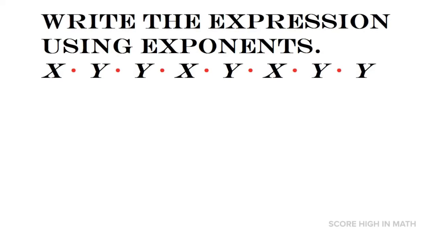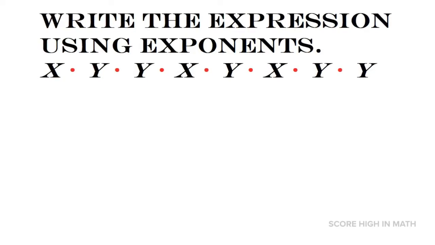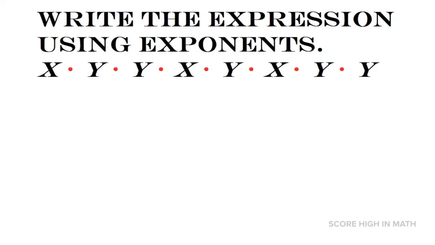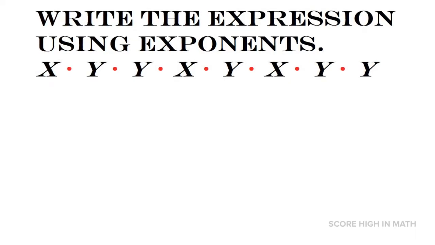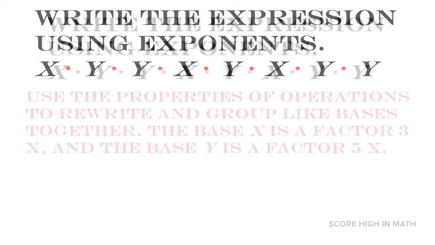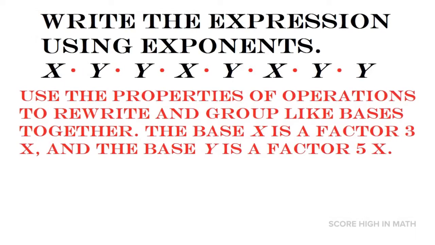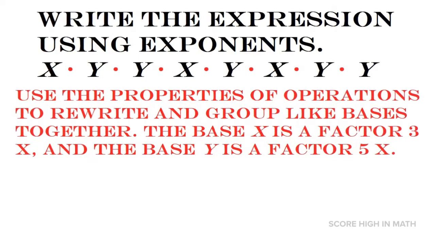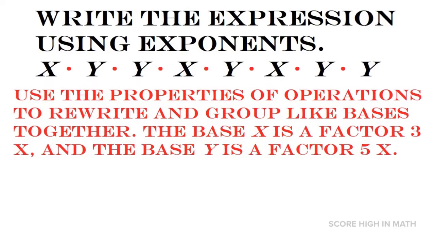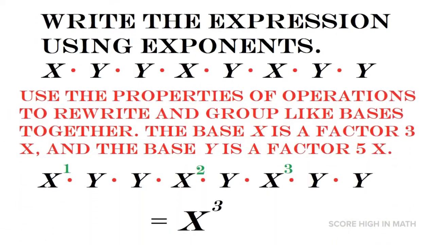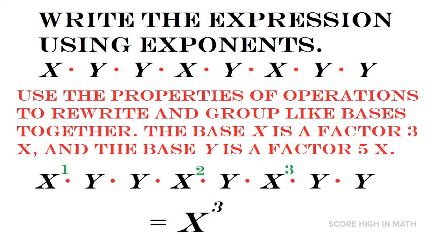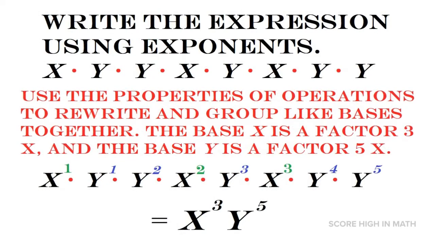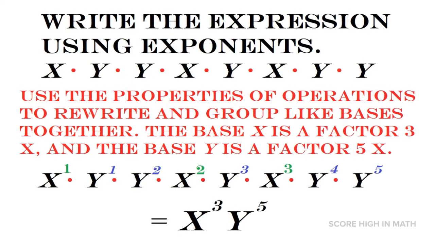Let us work again on another example so that you can understand it well. Write the expression using exponents. x times y times y times x times y times x times y times y. We can use the properties of operations to rewrite and group like bases together. The base x is a factor 3 times and the base y is a factor 5 times. We can see that we have 3 x's, so we can write x to the power of 3. And upon counting the number of y's, we have 5 y's.